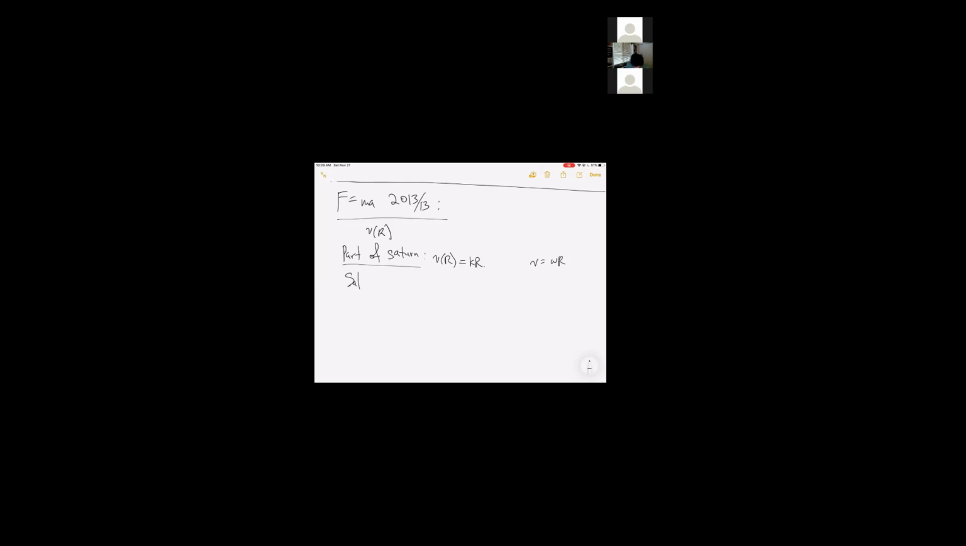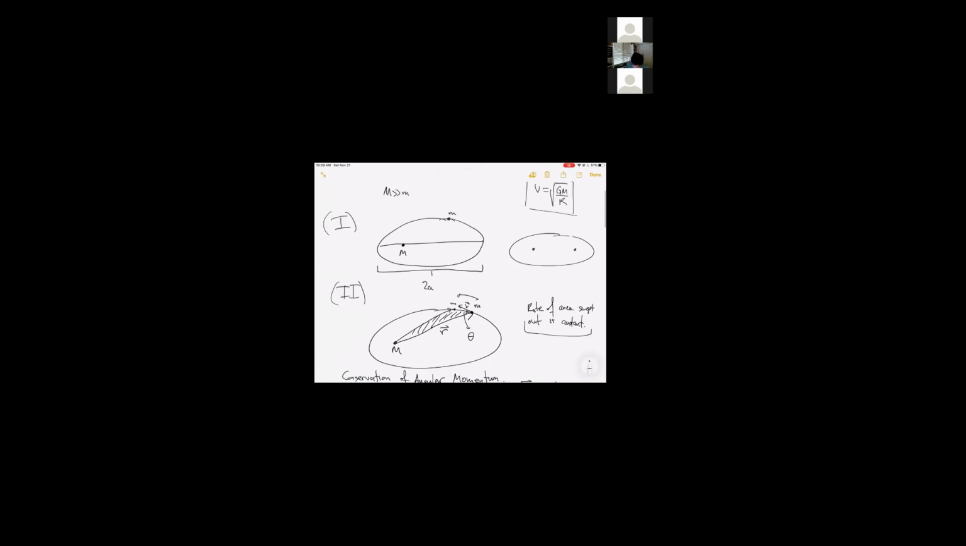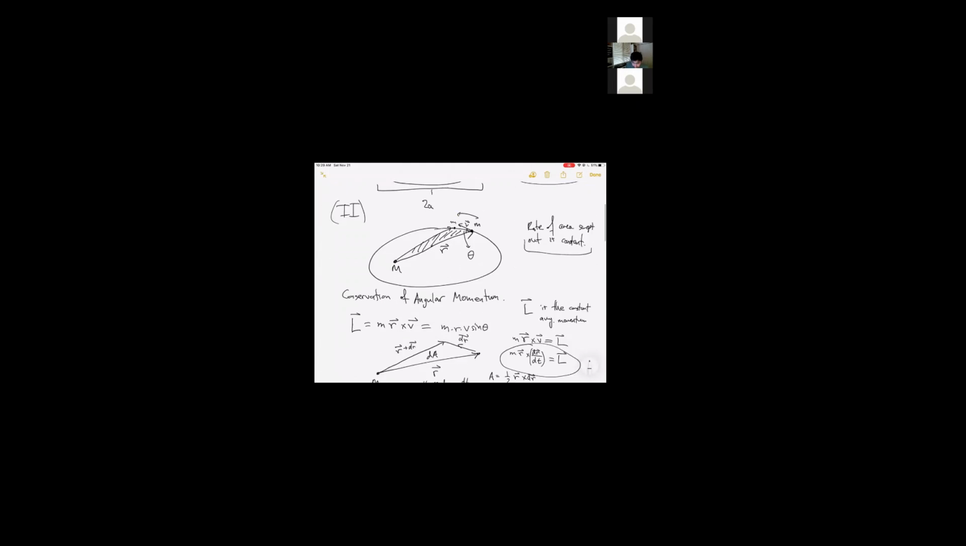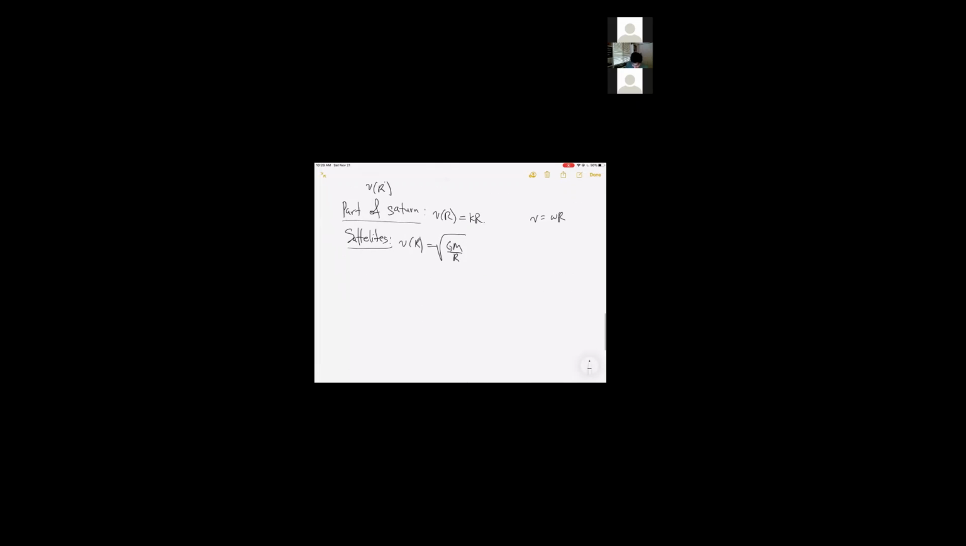And satellites, as we saw before, we have this formula for the circular orbit speed from right here. So v of r is proportional to 1 over root r. If it's proportional to 1 over root r, then you can say it's part of the satellites.